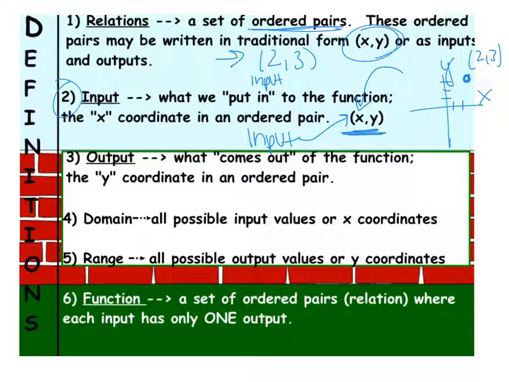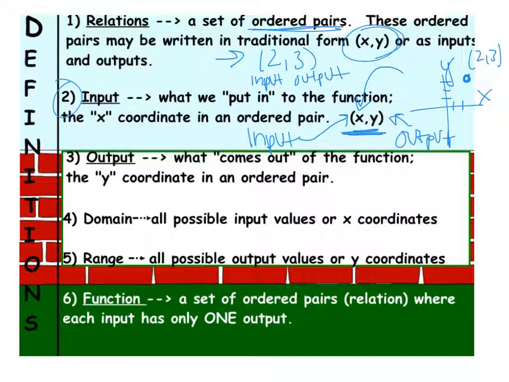Number 3, output. The output is what comes out of a function or the y-coordinate in an ordered pair. So when I have an ordered pair, the y-coordinate is called the output. So in our example from above, the 3 in that ordered pair is our output value. Okay? So we have relations, a set or a group of ordered pairs. And in every ordered pair, we have an x and a y coordinate. But we can also refer to that as an input and an output.